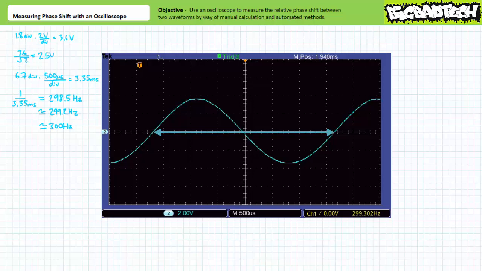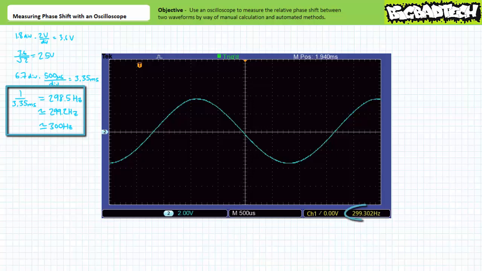Despite being shifted from a primary division, note the two zero crossings going positive still appear to be separated by roughly 6.7 divisions. Given the current horizontal sensitivity of 500 microseconds per division, this again corresponds to a period of approximately 3.35 milliseconds. It can again be demonstrated that by taking the inverse of this measured period value, our frequency is approximately 298.5 hertz. This is the same frequency we obtained for our first waveform. Again, note the oscilloscope has already gone to the trouble of performing this calculation and is displaying a frequency of 299.3 hertz, essentially 300 hertz, in the lower right-hand corner.